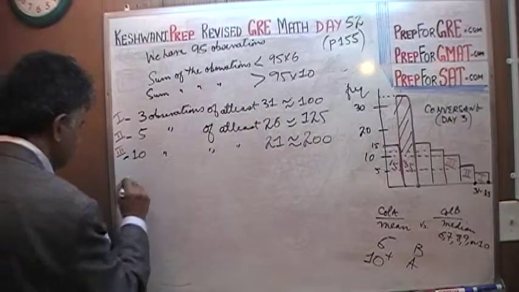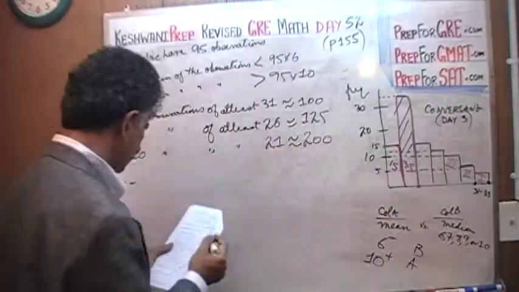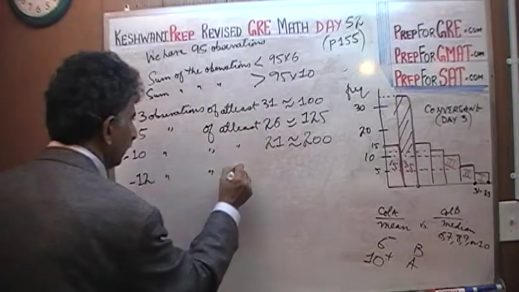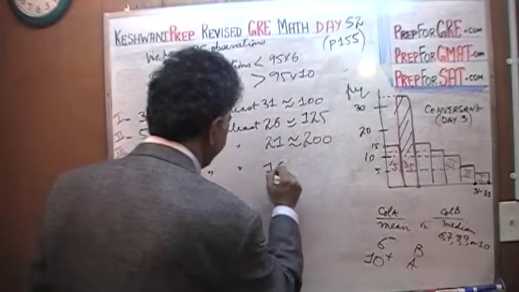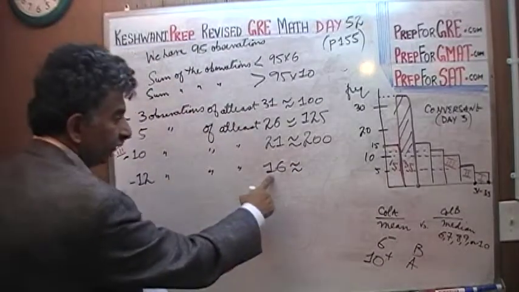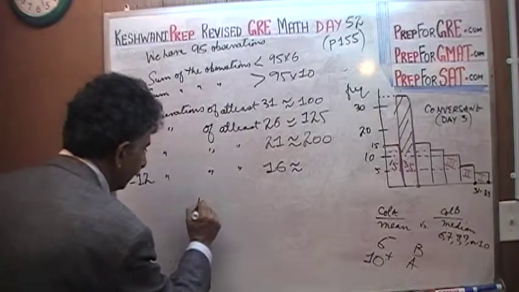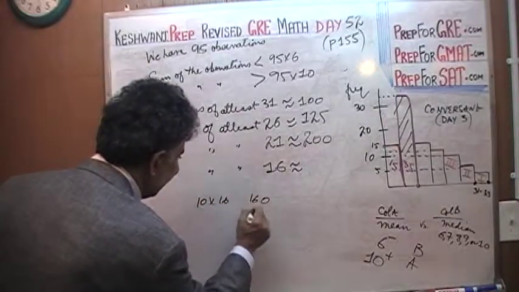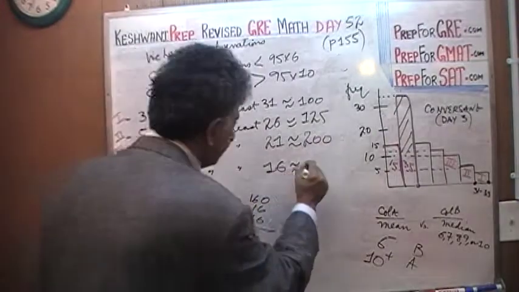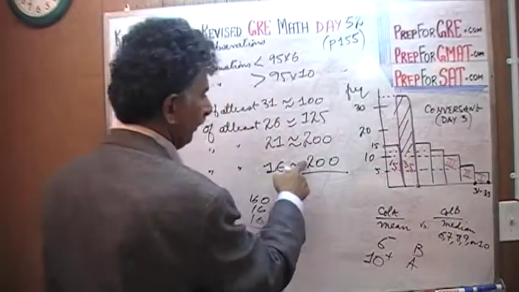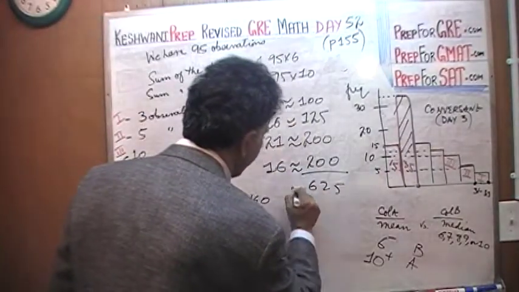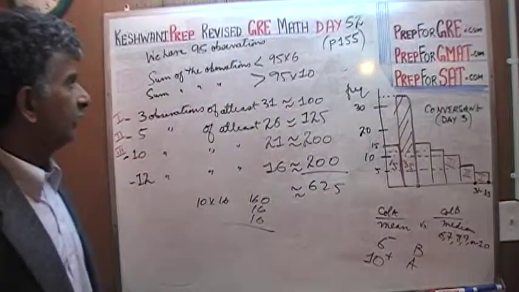Let's do one more. Now we're up to here, number 4. We have 12 observations of at least 16. 10 times 16 is 160. Another 16, another 16. 16 plus 16 is 32. Plus 160 is another 200. Watch what happens. 200 plus 200 plus 2 more 100. We are already above 625.